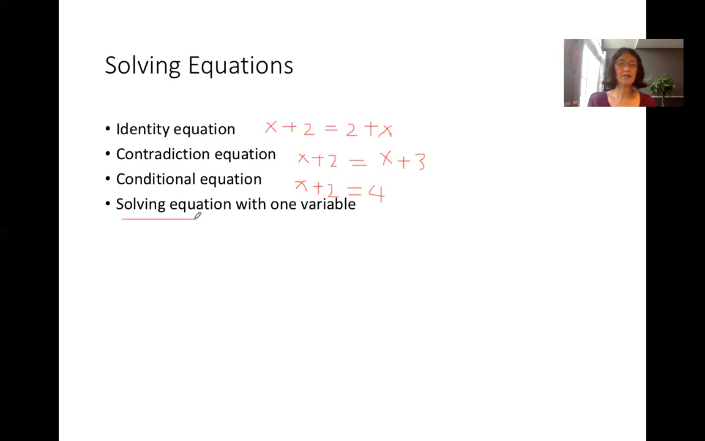Next, solving an equation with one variable. For example, you have 2x plus 1 equal to 3. How do you solve for x? You just do a little bit of algebra, move 1 to the right-hand side. You change the sign of 1 and continue. Okay, you have 2x equal to 2. Divide both sides by 2, you have x equal to 1.